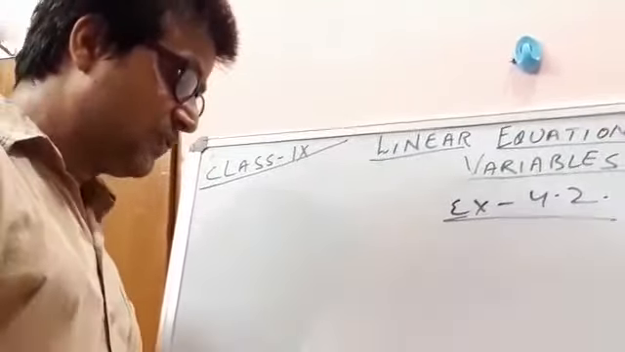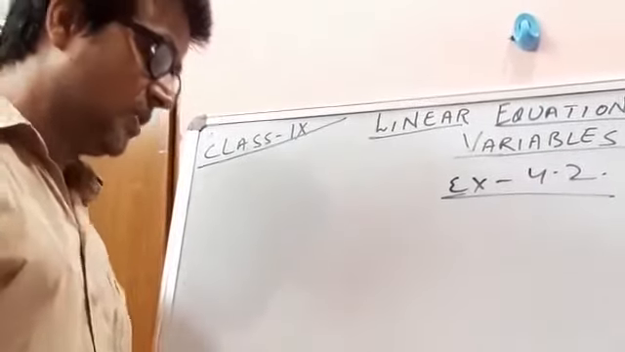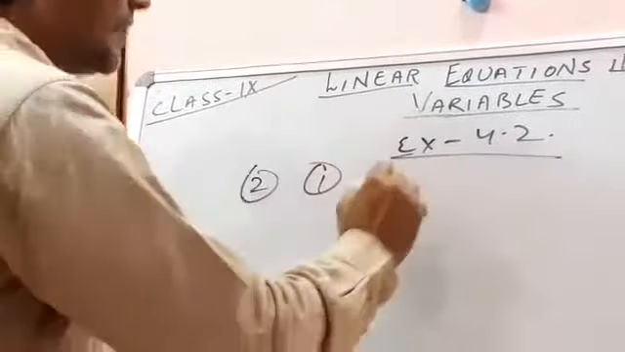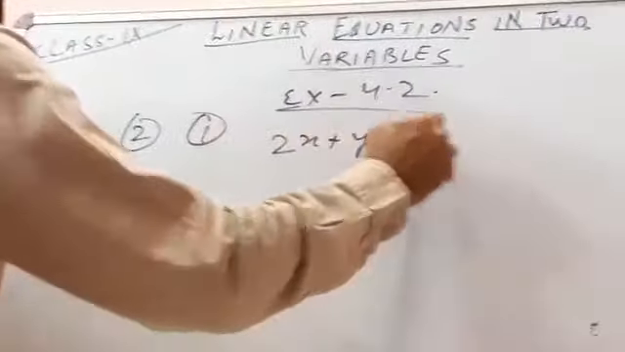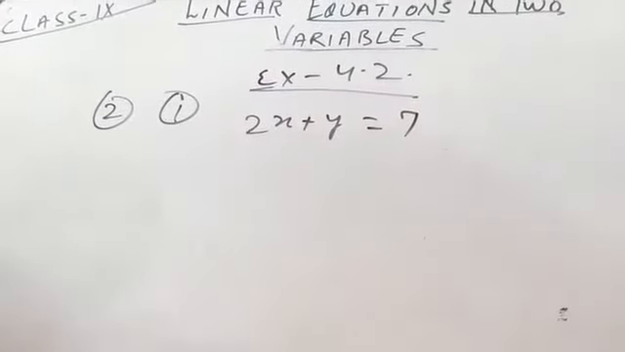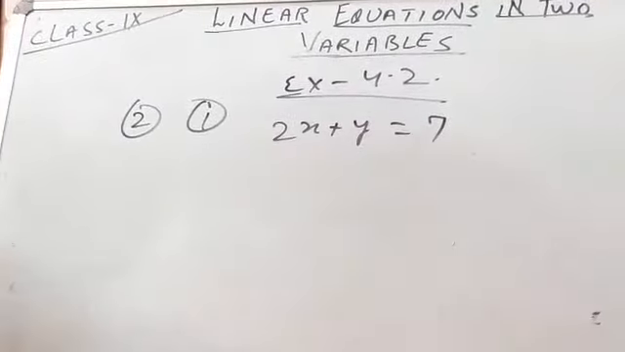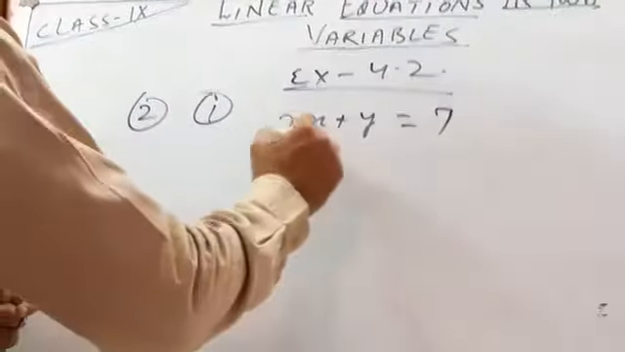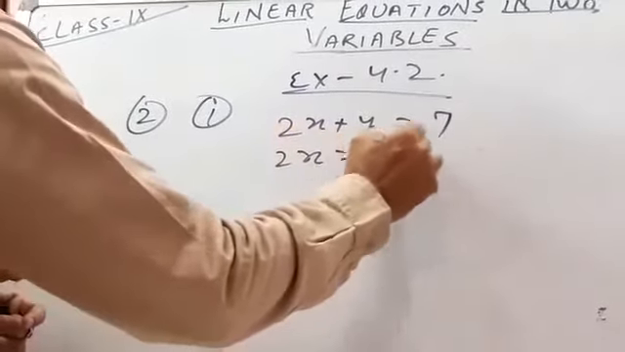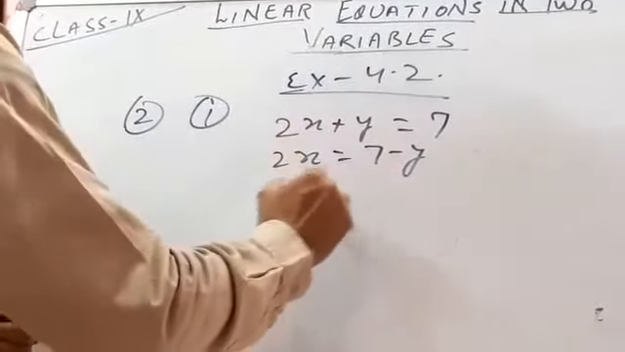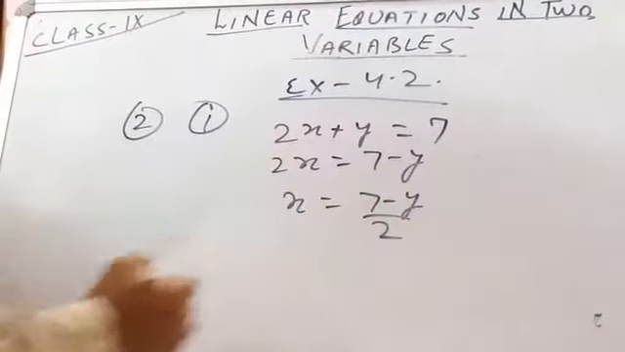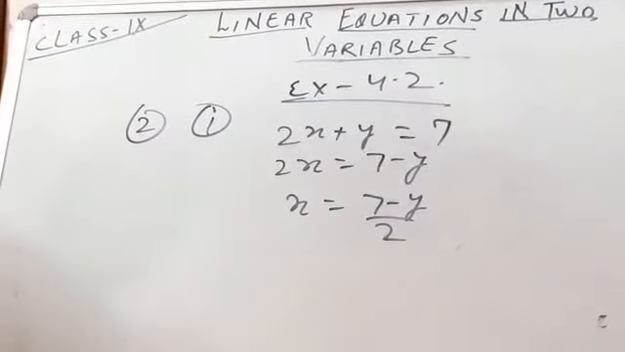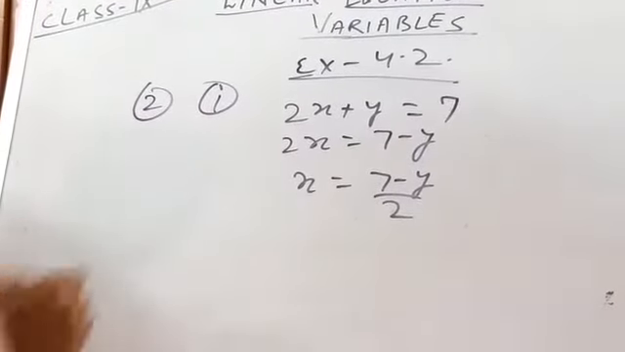Now here, write 4 solutions of each of the following equations. Question number 2 we have 2x + y = 7. So children, you need to write 4 solutions. You can write anything. A better way to go is, 2x = 7 - y, and x = (7 - y)/2. Now you start assuming the value of y and you will have the value of x automatically, and this gives you how to find the solution of the equation.